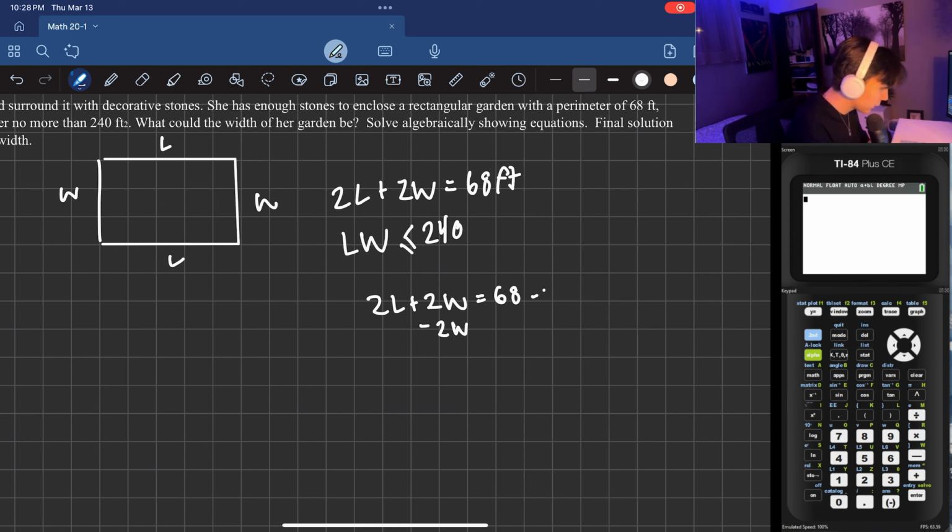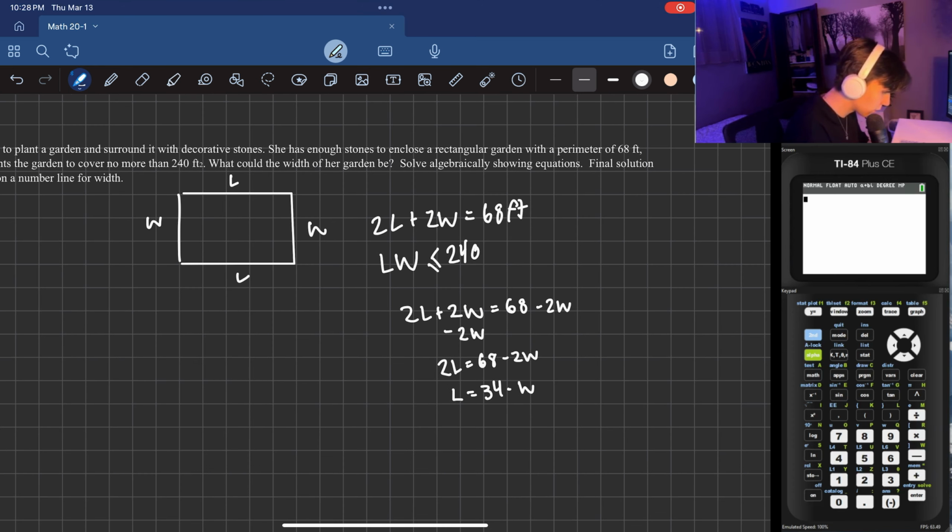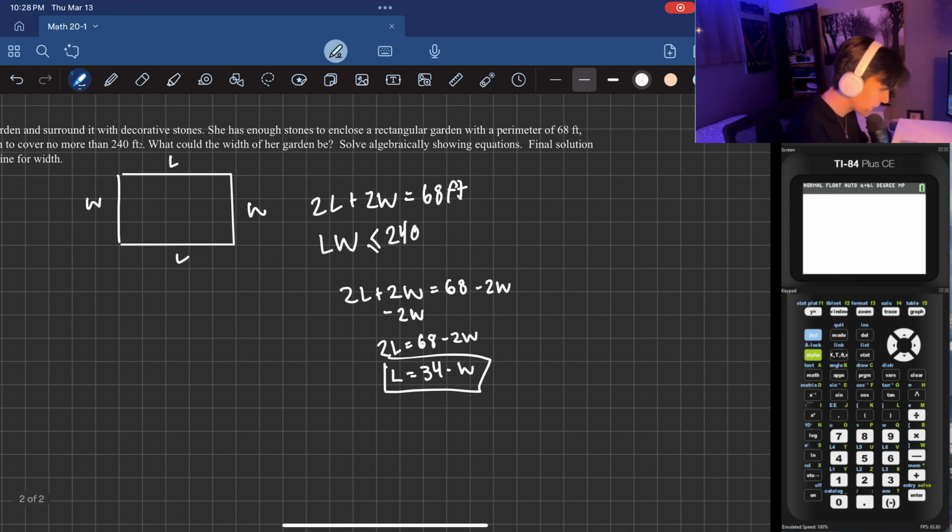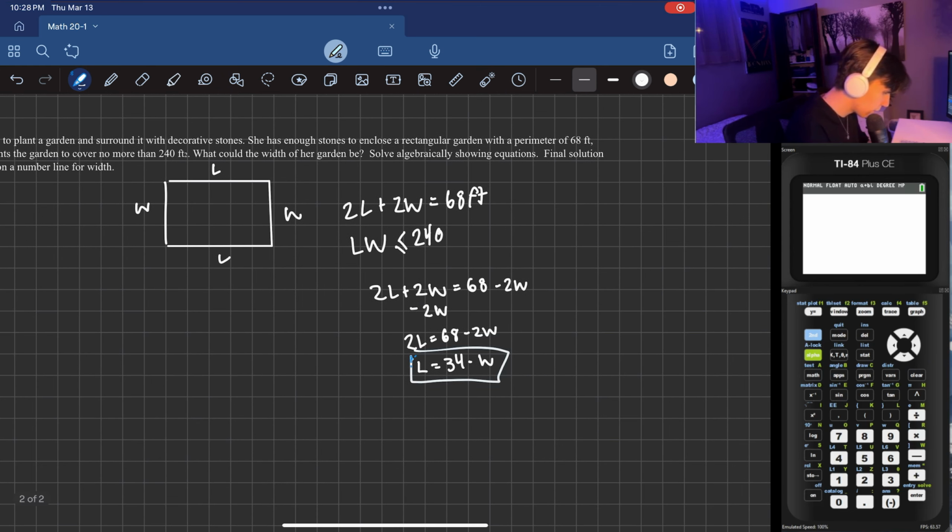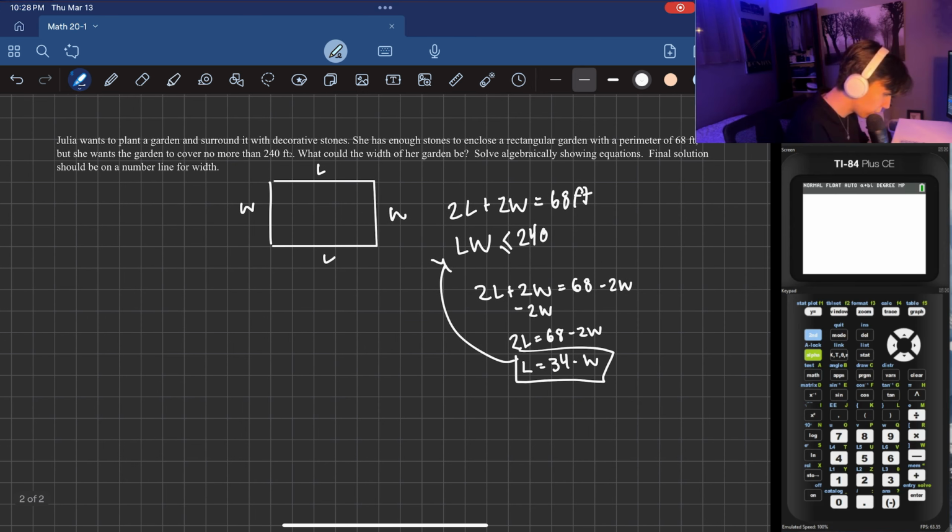So now we want to isolate for one of our variables here. You can isolate for width or length, it doesn't matter which one, it'll give you the same result. So I'm going to subtract and isolate for L here. So we have 2 length is equal to 68 minus 2w. We're going to divide everything by 2, and we get length is equal to 34 minus w.